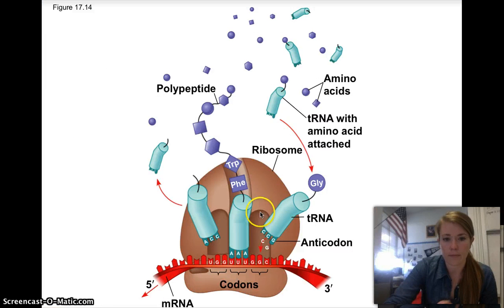Okay, so here's our anticodon, and here's our codon. So we need these to correctly match up. So like this UUU right here is coding for phenylalanine. And we need that UUU. We need a phenylalanine at this point in the growing polypeptide chain. So it's really important that that recognition happens.